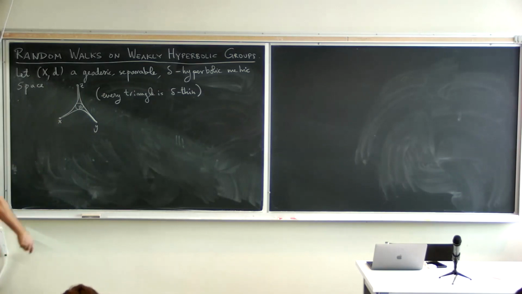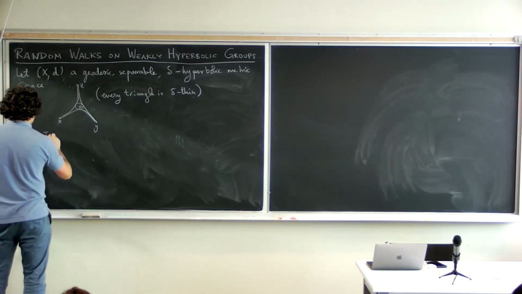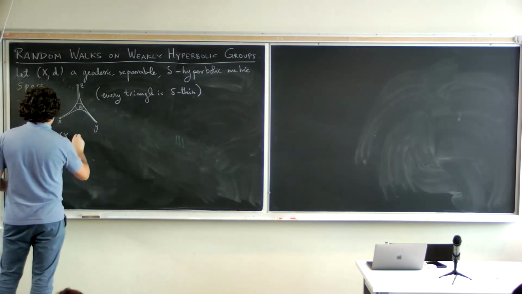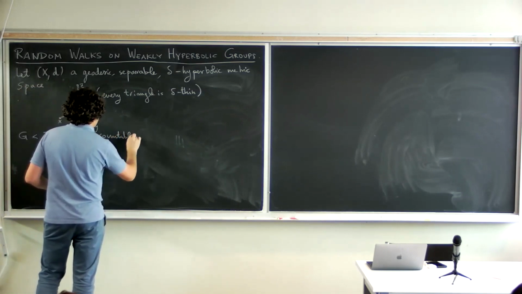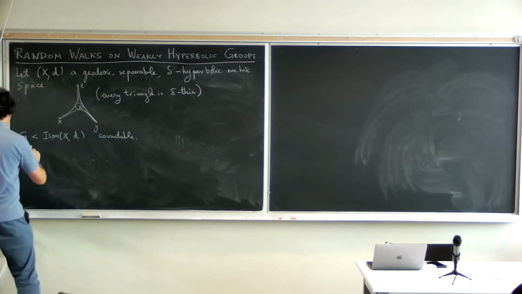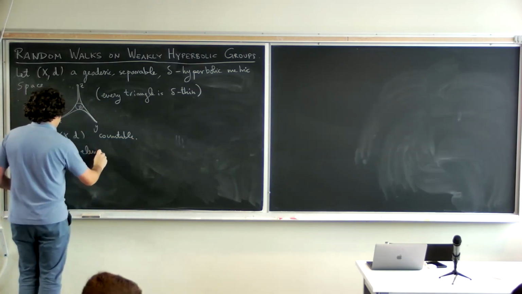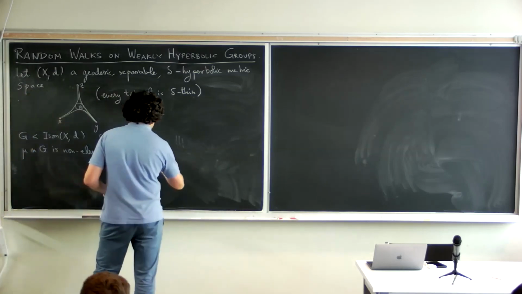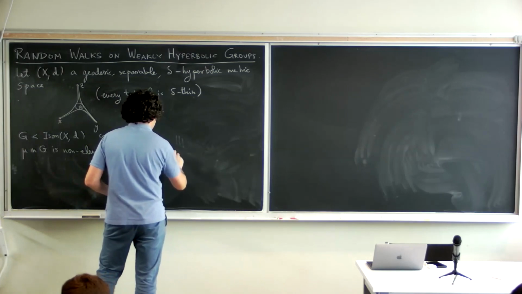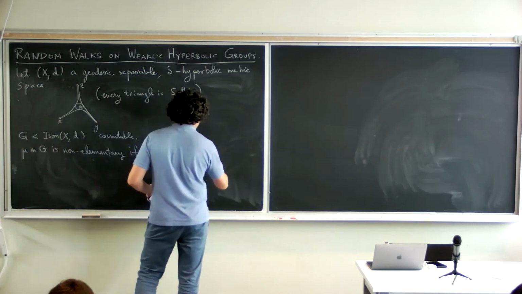Okay, and then we say we have a group G, a countable group of isometries. And we say the measure mu on G is non-elementary if the subgroup generated by the support of mu contains two independent loxodromic elements.